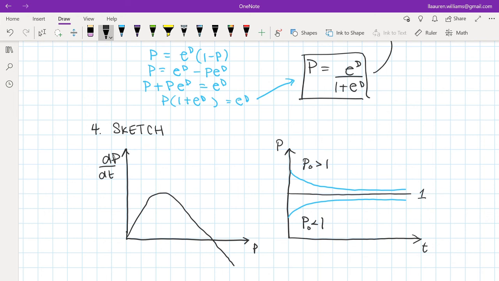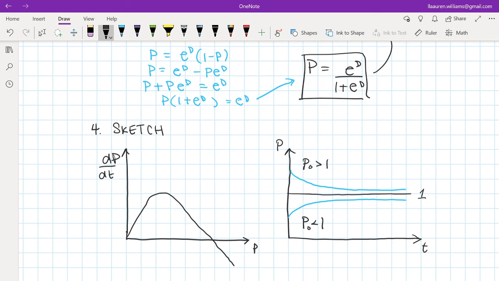And it starts off at 0 because the population can't grow if there's no population to begin with. And then as it increases, so does the population, and then as it decreases, it looks like that.